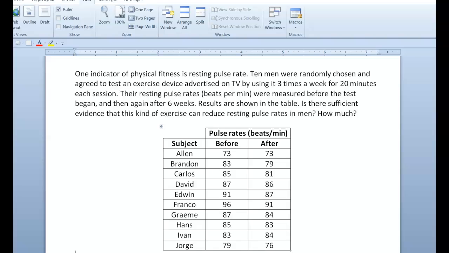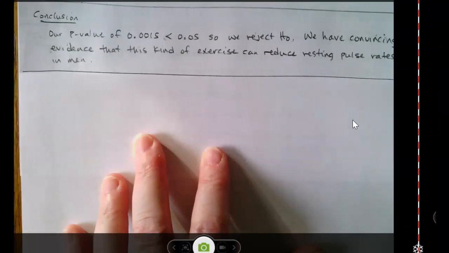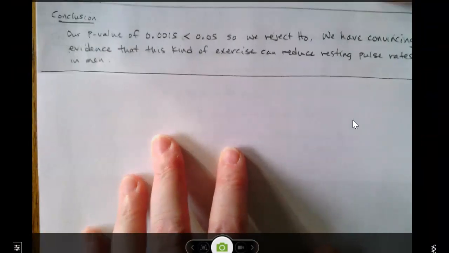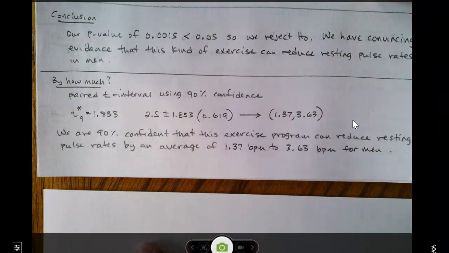All right, and then the other question that we were asked here is how much of a difference? So we did conclude that there was a difference. So that follow-up now is, well, how much of a difference is there? So what you're being asked to do here really is to go ahead and construct an interval that tries to predict that difference.